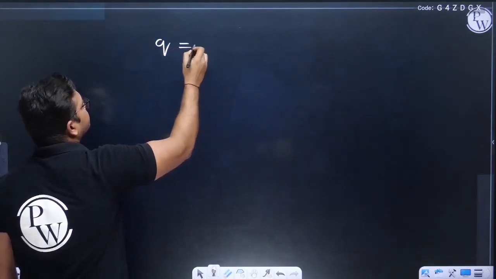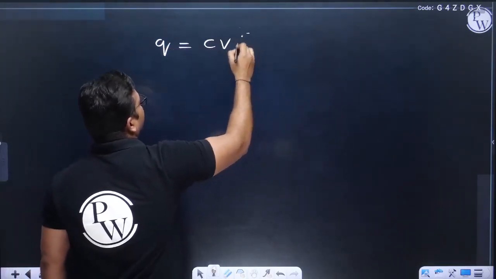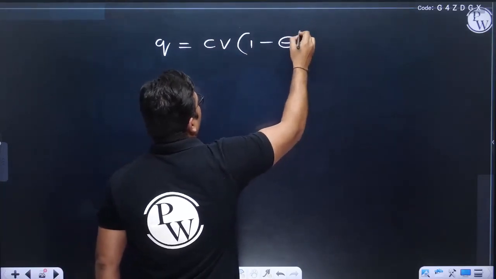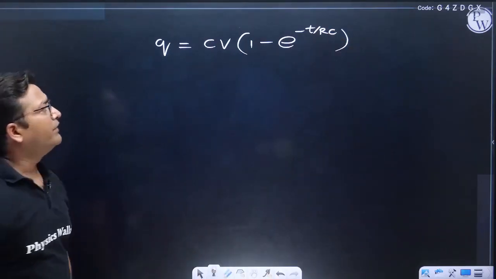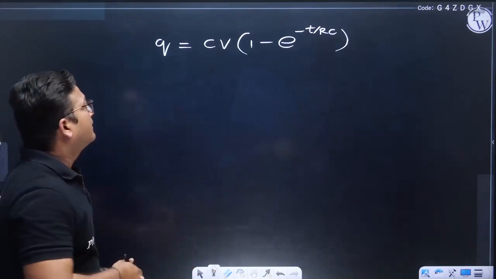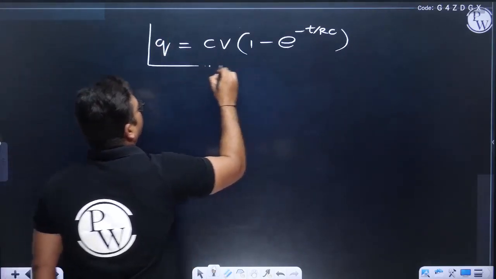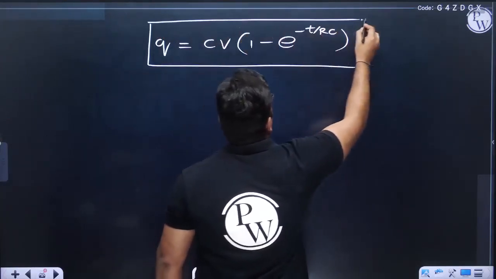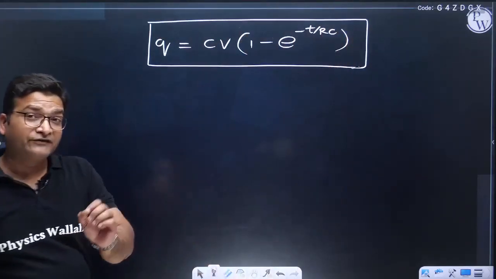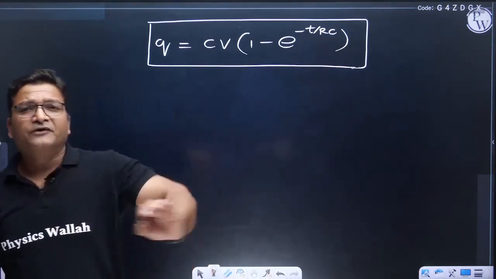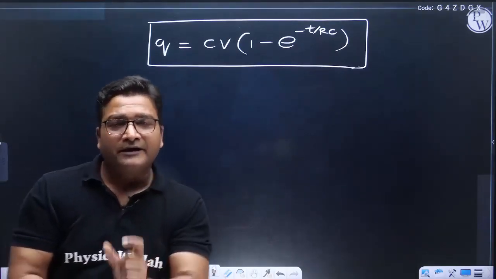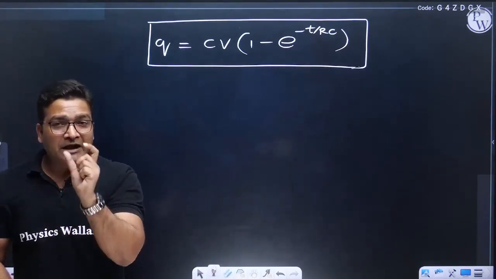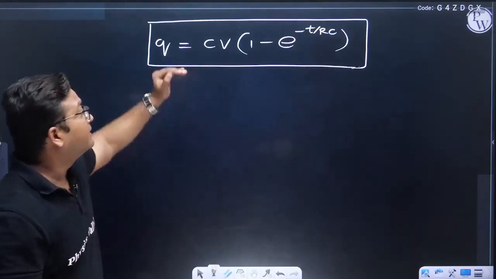So after integration, you will get Q as CV times 1 minus e to the power minus t by RC. Q equals CV times 1 minus e to the power minus t by RC. This is the charge on the capacitor of a charging capacitor as a function of time. If we have only one loop circuit with one battery, one resistance, one capacitor, and the capacitor is initially uncharged, it is applicable in that case only.